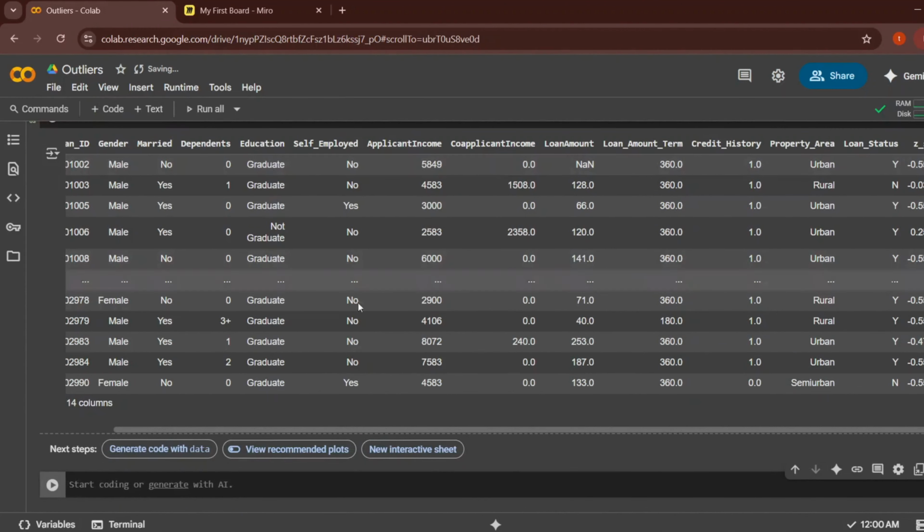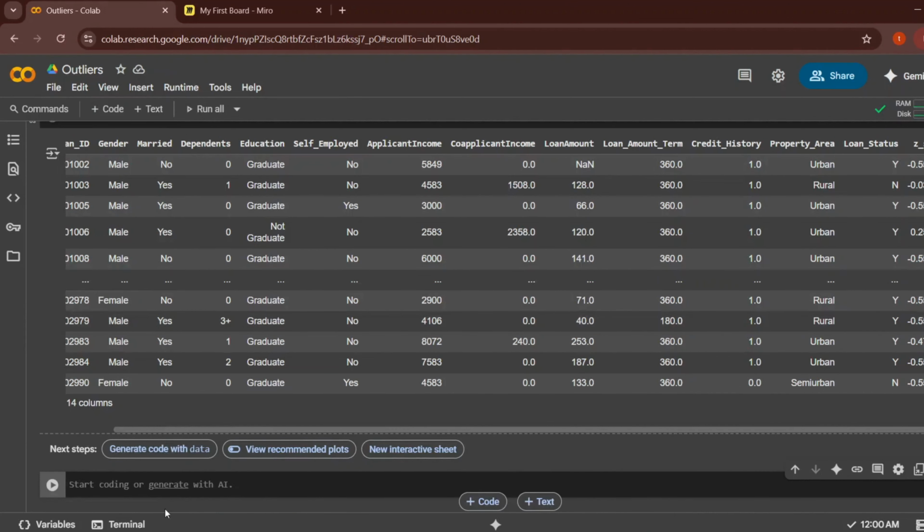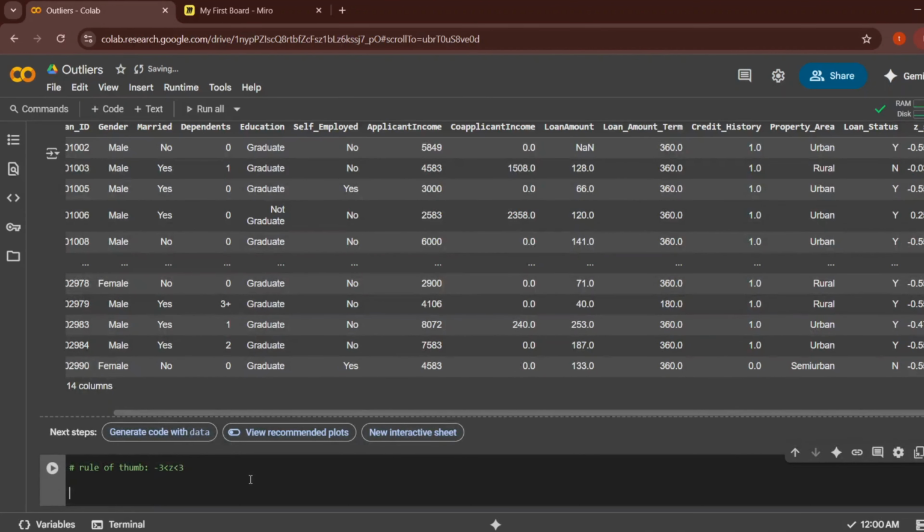Alright, we already found out the value of z-score. Now the next thing that we have to do is drop the values where the value of z-score is greater than 3 or less than minus 3. See, this was the rule of thumb, if you remember. If the value of z-score is greater than 3 or less than minus 3 for any of the values, then we will just drop that value. Now let's apply this concept.